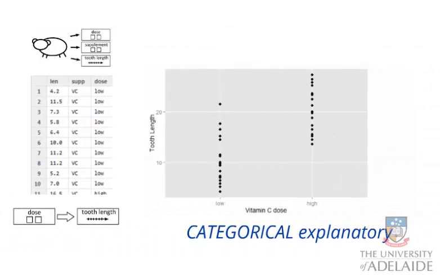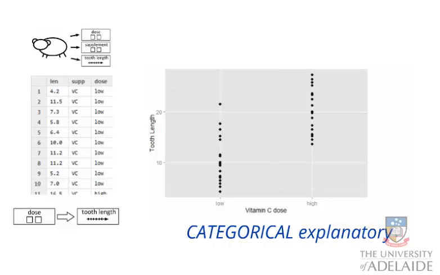Well, in this situation, it's still a scatterplot, and you might not have seen this before, but this is a scatterplot with a categorical explanatory variable. This research is about guinea pigs. Guinea pigs are given doses of vitamin C. They either have a low dose or a high dose. They're also given different supplements, either vitamin C tablets or orange juice.